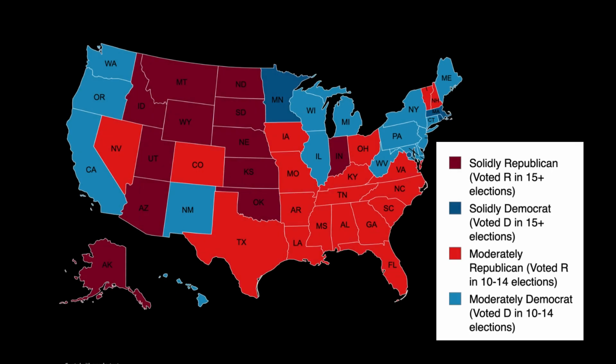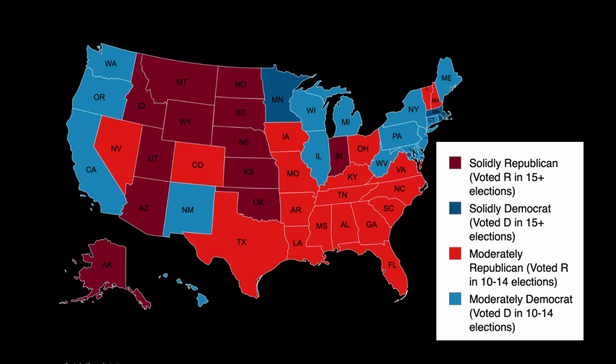In conclusion, of the United States' 50 states and capital, the more moderate states that have historically leaned Republican are Alabama, Arkansas, Colorado, Florida, Georgia, Iowa, Kentucky, Louisiana, Mississippi, Missouri, Nevada, New Hampshire, North Carolina, Ohio, South Carolina, Tennessee, Texas, Vermont, and Virginia. The more moderate states that have leaned Democrat are California, Connecticut, Delaware, Hawaii, Illinois, Maine, Maryland, Michigan, New Jersey, New Mexico, New York, Oregon, Pennsylvania, Washington, West Virginia, and Wisconsin.